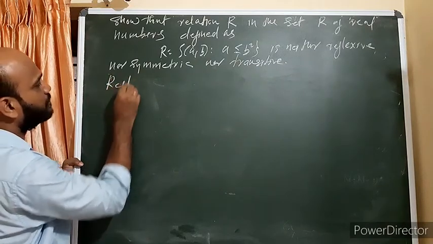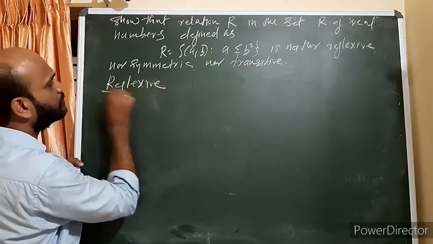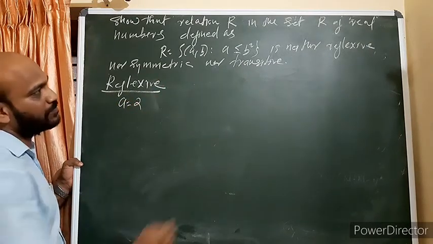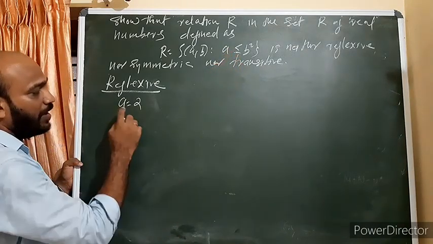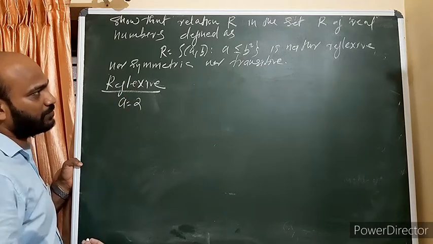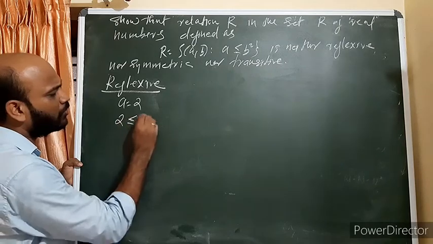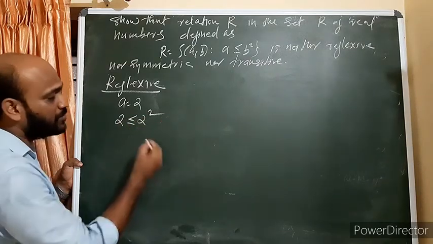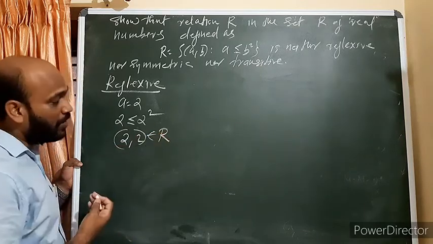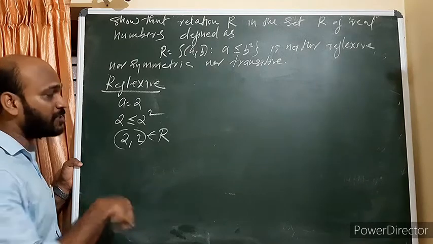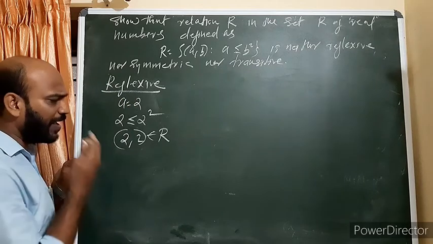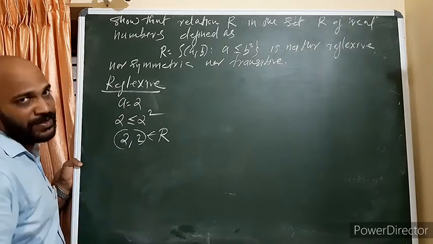So, reflexive. If you take a equal to 2, just verify this condition. a related to a if a is less than or equal to a square. 2 is less than or equal to 2 square, which is true. That means (2, 2) belongs to R. 2 is related to 2. We want to find an example which does not satisfy this condition. Then only we can say that it is not reflexive. If you take a equal to 3, it will satisfy the condition.